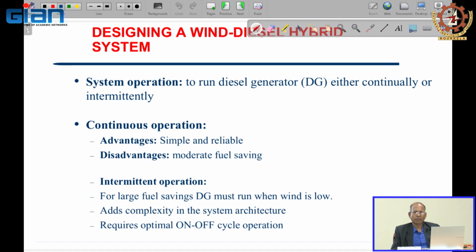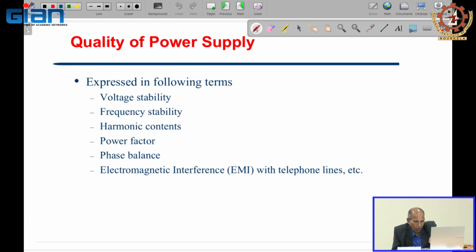Okay. Then the other option is the intermittent option, where you switch the generator on and off several times, so it can reduce the fuel consumption, but your control system will become a little bit more complex. So basically you can have continuous operation of the diesel generator or intermittent operation.